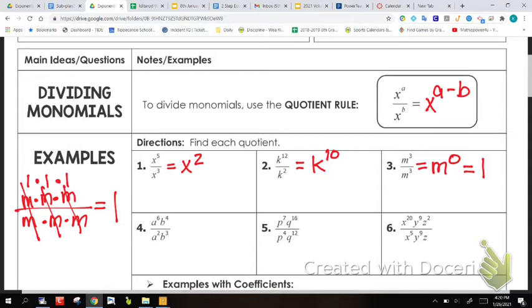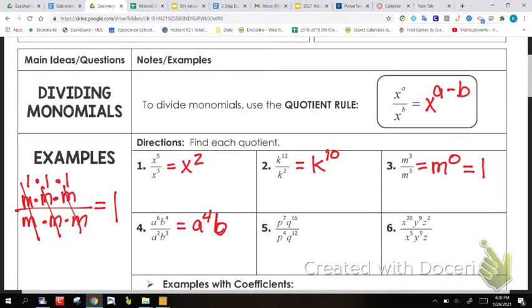For 4, same idea here. You cannot use your product rule because A and B are different bases. So you're going to have to use your quotient rule. So for the A's, the base stays the same. Subtract your exponents. 6 minus 2 is 4. For the B's, the base stays the same. 4 minus 3 is 1. Now, you can put that 1 up there, but we don't need it because it's assumed. So you're not usually going to see that.